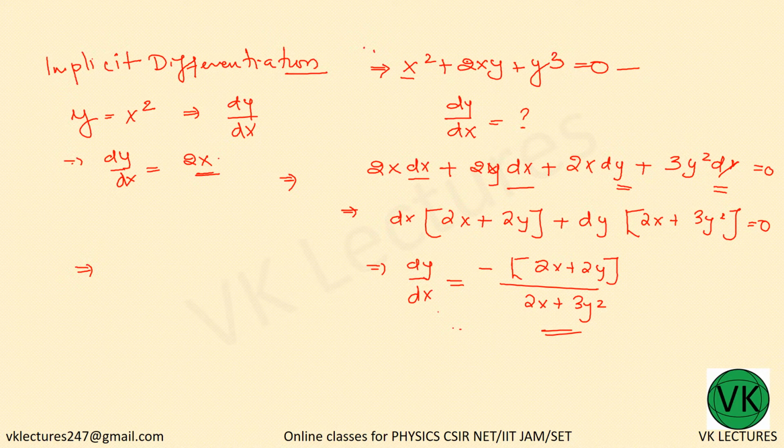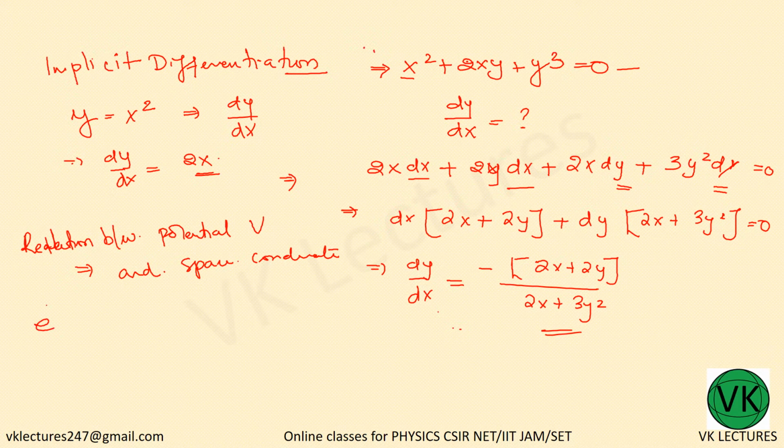Now one question: the relation between the potential V and the space coordinate is given by e to the power x into sine of potential V plus V log x equal to 0. Now you are asked to find out E.